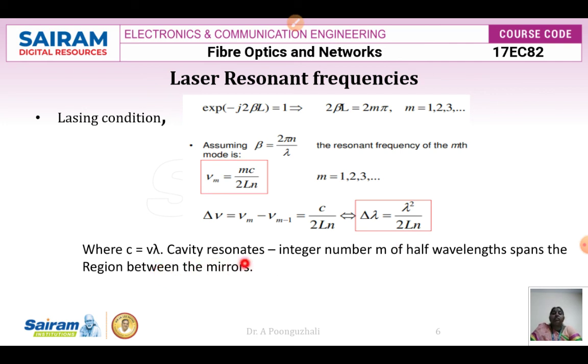The cavity is going to resonate when an integer number m of half wavelengths spans the region between the two mirrors. That is, your cavity will resonate when it is an integer number of half wavelengths there.